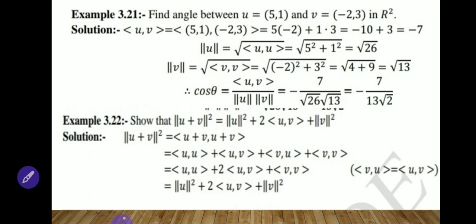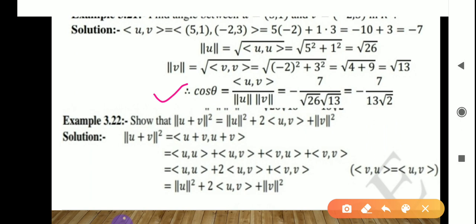Okay, then the next problem is: find the angle between u and v, where u equals (5, 1) and v equals (-2, 3) in R2. We know how to find the angle between two vectors using this formula: cos theta is equal to the inner product of u and v upon norm u into norm v. So first we want the inner product of u and v, then find norm u and norm v separately.